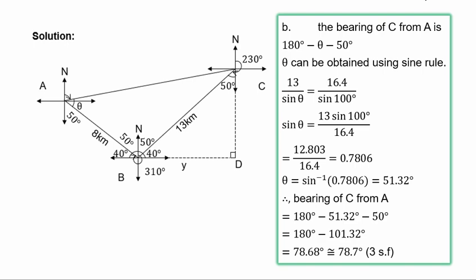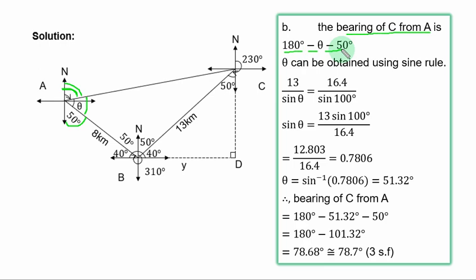Part B of the same question is the bearing of C from A. You have to go to A. Starting from the north, you move to the point joining A and C together. So we are interested in this angle. Already, this angle is 50 degrees. We need to get this angle so that if you add it to 50, subtract the sum from 180, you have this other angle. So the bearing of C from A is 180 degrees minus theta minus 50 degrees.